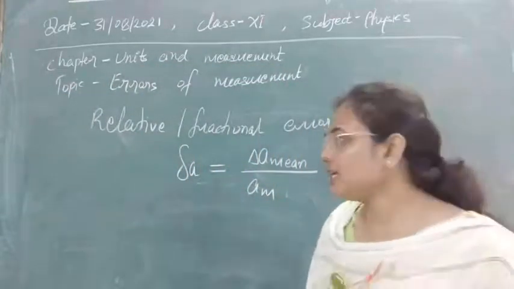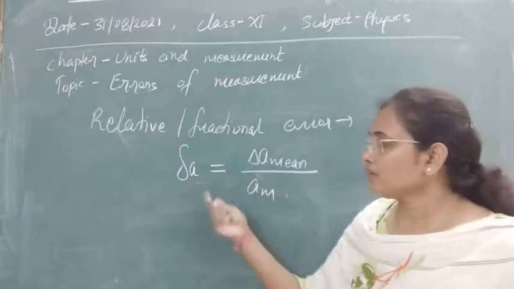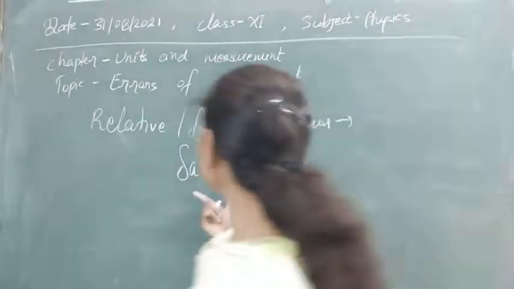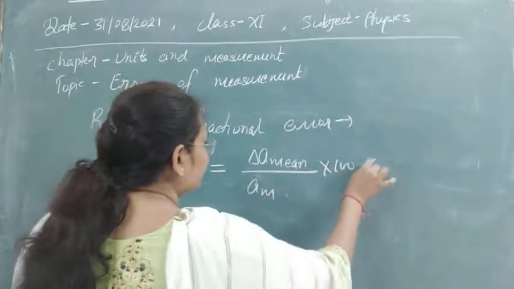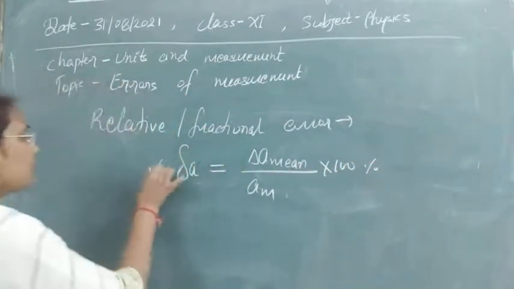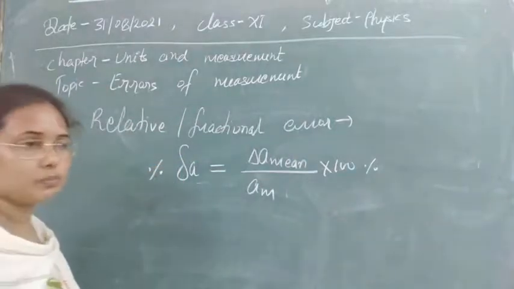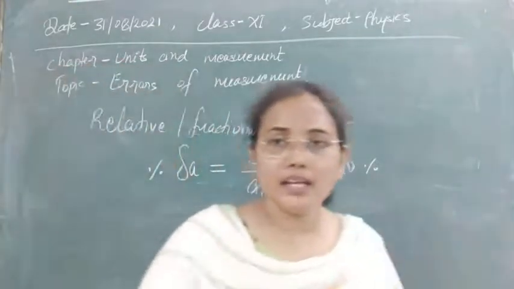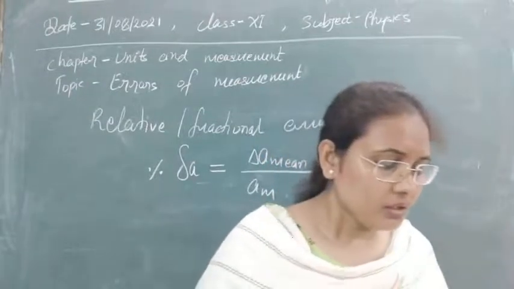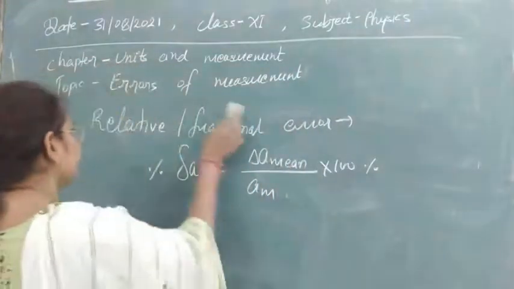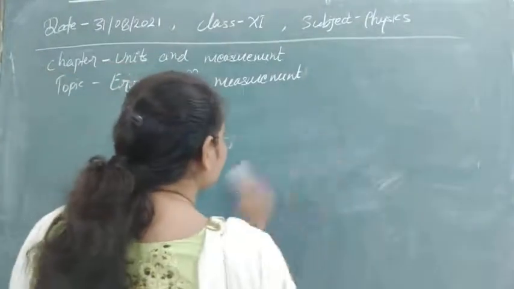Now, percentage error. If you take the percentage of this relative or fractional error by multiplying by 100, it is called percentage relative error. You can now calculate how much percentage of error your experiment has. So let's take one example with this.